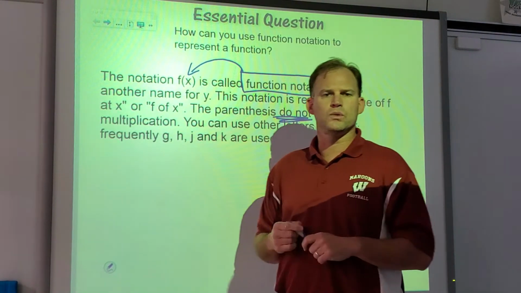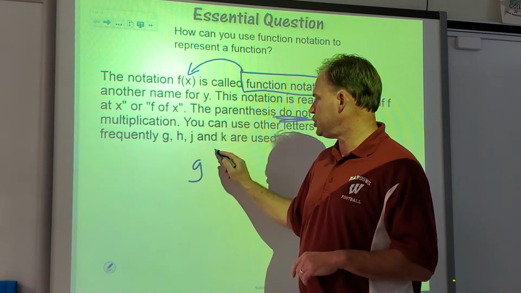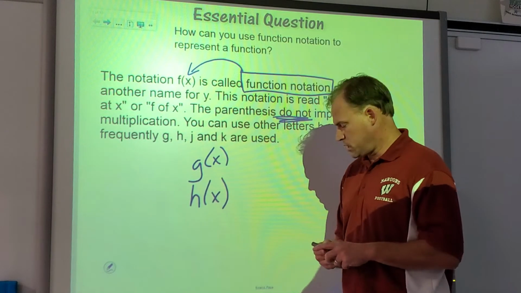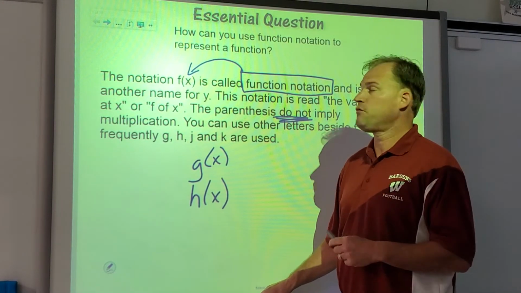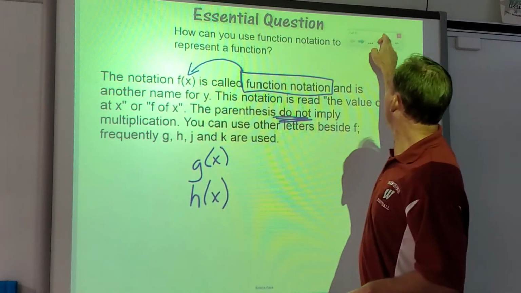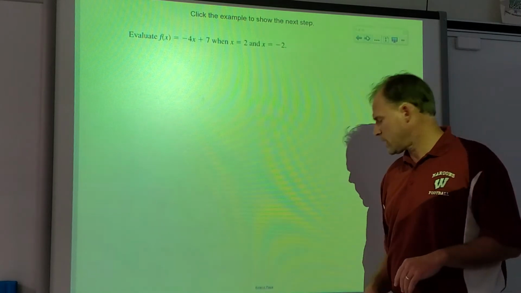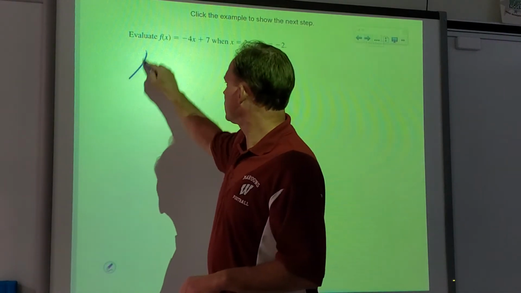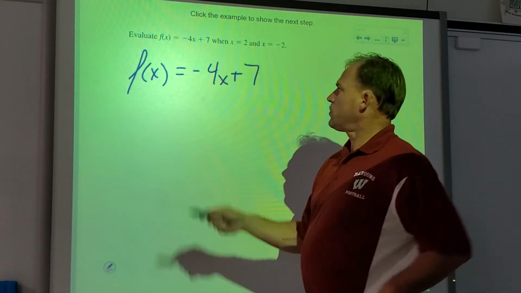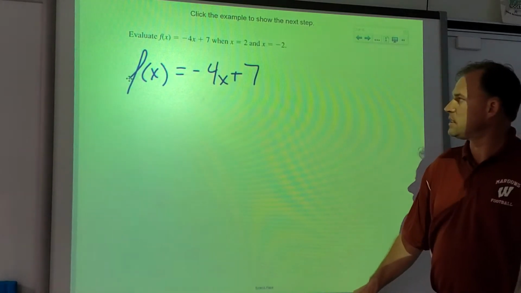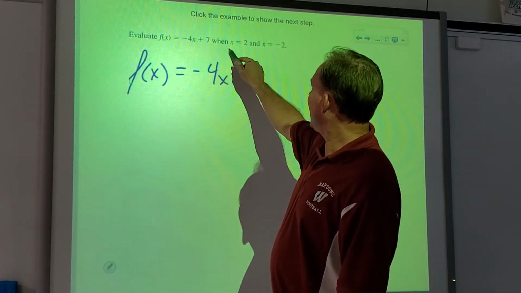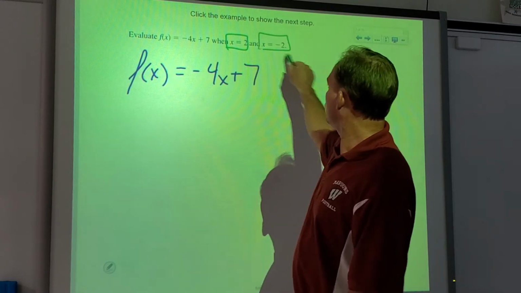You don't have to use f of x. It could be g of x, it could be h of x, and we will use multiple things to indicate multiple functions. So, all that being said, let's look at, again, I'll rewrite so you can see f of x. So this is my function, and this is a typical problem. It says evaluate the function f of x when x equals 2 and x equals negative 2.